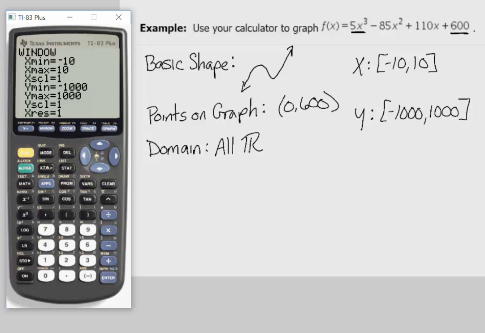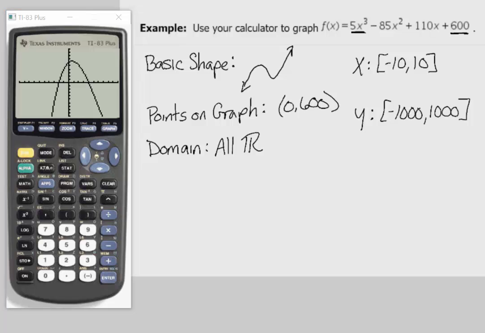And the y scale is how often we want to see a little tick mark. So we'll change that to maybe 100 so it doesn't try to show so many tick marks. And we're going to press graph. And notice that we get something that looks a lot like a parabola. So we know that this graph is not a parabola, so we're going to think back to our basic shape that we have over here.